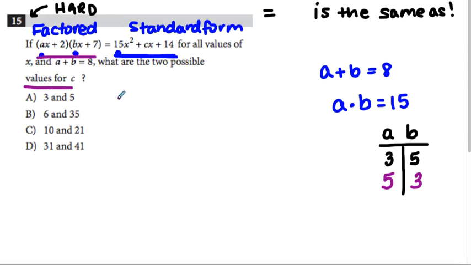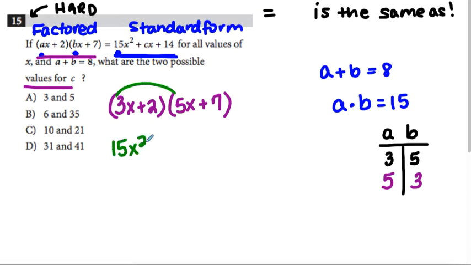All right, so I'm going to substitute 3 in for a, and I'm going to substitute 5 in for b. And I'm going to multiply the polynomials, AKA, yeah, I don't like it, but I'm going to say it, FOIL. Okay, so 3 times 5x is 15x². 3 times 7 is 21x. 5 times 2 is 10x. And 7 times 2 is 14.